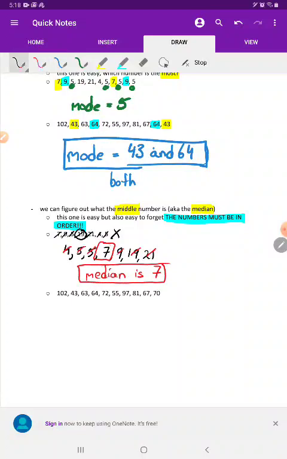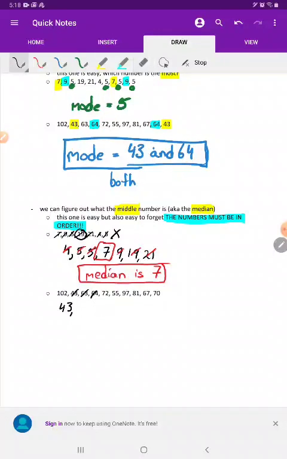Now the next one is harder. So first off, putting them in order is a little bit tricky. So we want to make sure we get them in order. Let's see. If I look at this, 43 is my smallest. My next smallest is 63, then 64. See, I'm crossing them out so I make sure I don't miss anything. I missed something. I'm going to erase that.